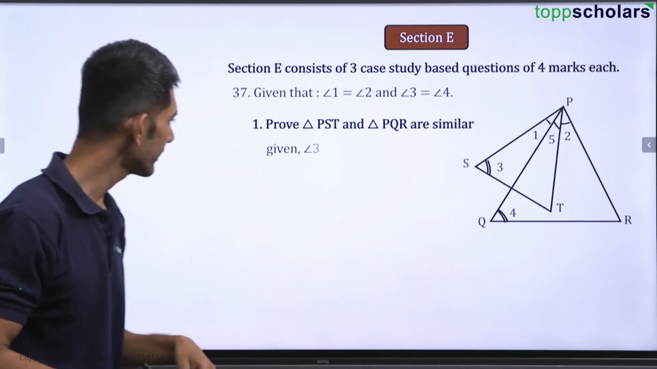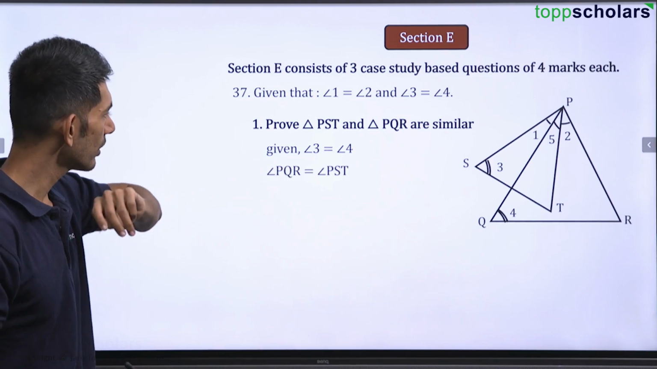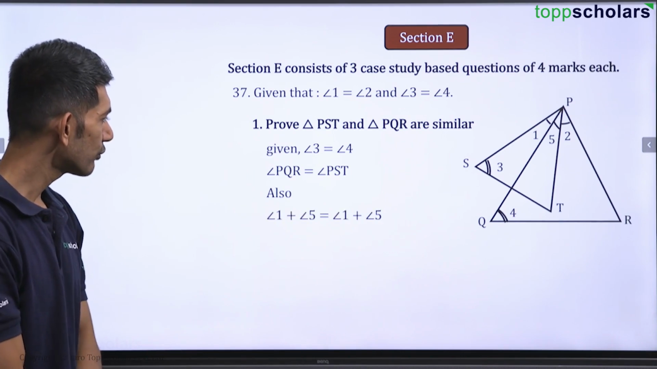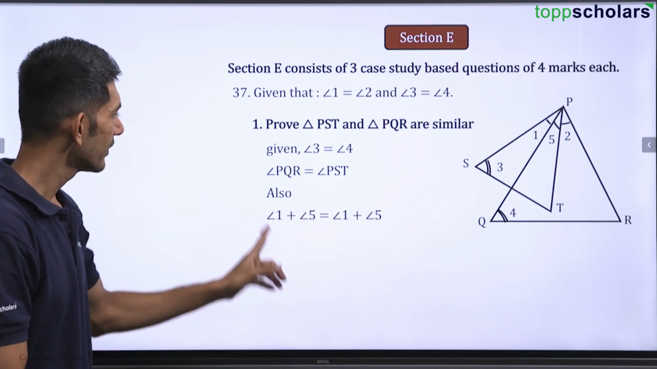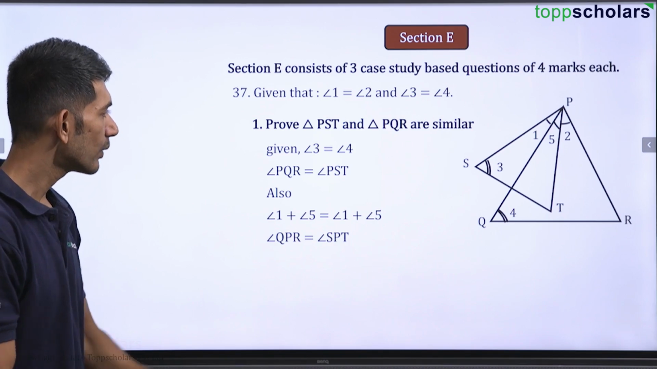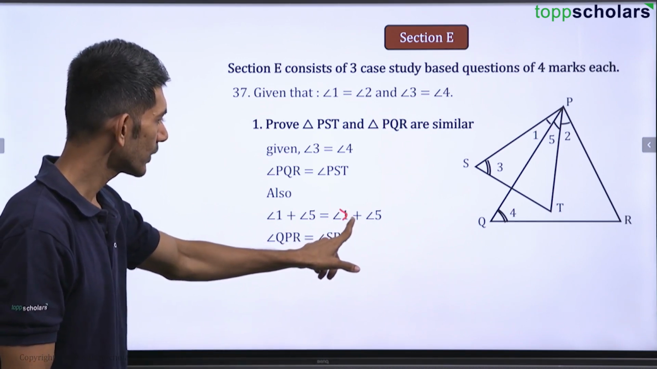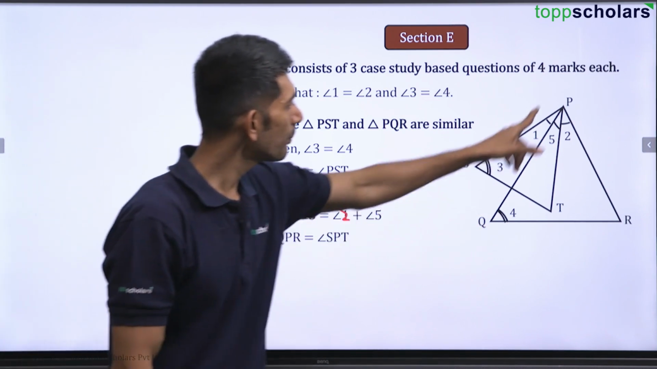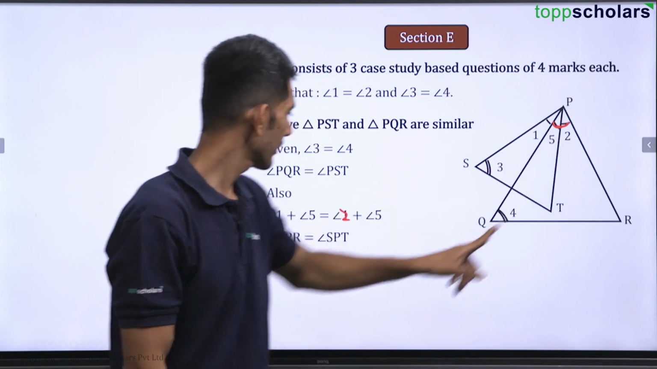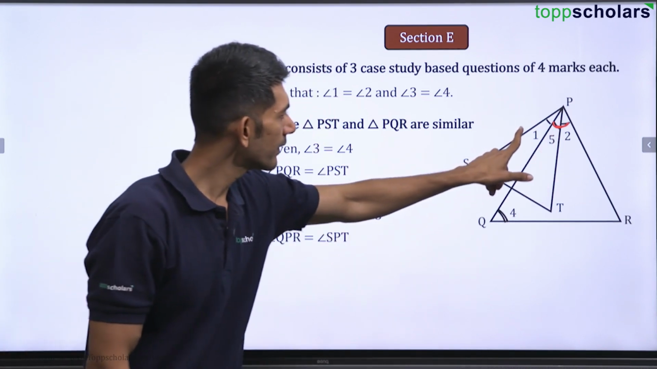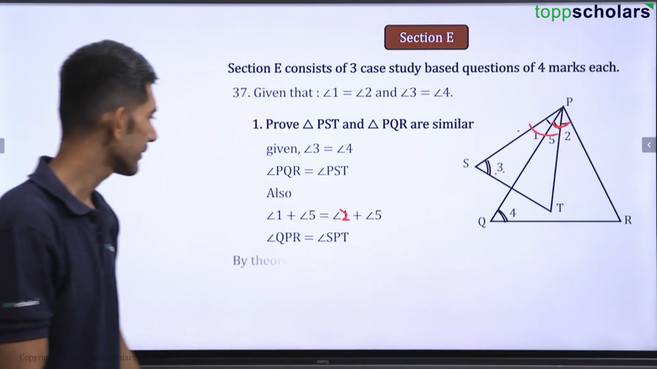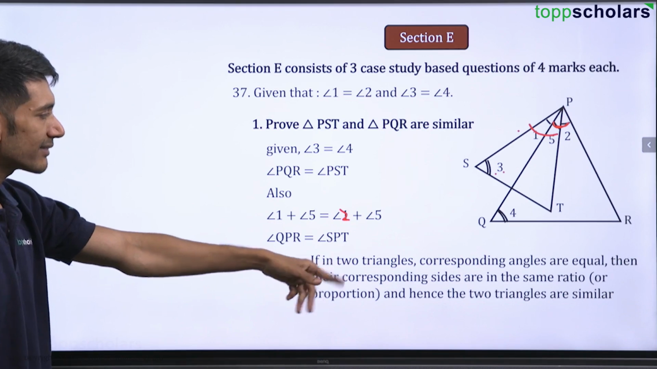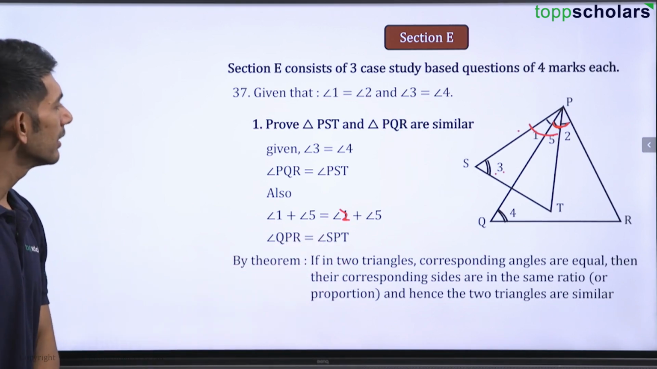Let us see how they have given it here. So it is already given that 3 is equal to 4 and PQR is equal to PST. Also, see, they have added 5 on both the sides. So 1 plus 5 is equal to, this is 2, this is not 1, 2 plus 5, right? So this entire angle QPR will be equal to this angle SPT. That's it. So we know that in similar triangles, corresponding angles are equal, then the corresponding sides are in the same ratio and hence they are similar.